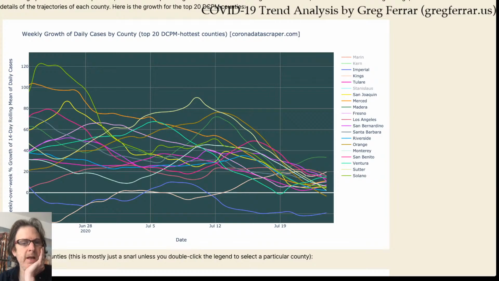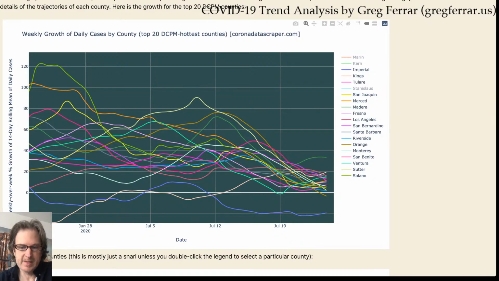Yeah, these are the ones that have them. This is the DCPM hottest counties. So these are the hottest counties in total cases. So yeah, that could be the case. That just could be, again, regression towards the mean, where when something's way high, it tends to go down.